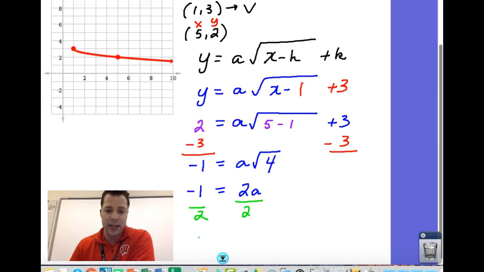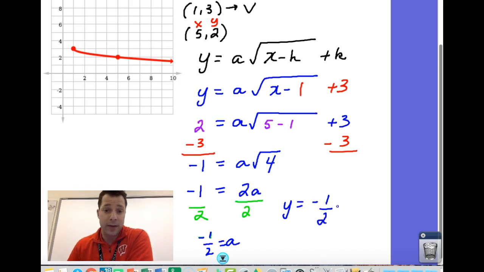Okay, so I get -1/2 equals a. So my equation now becomes y equals negative 1/2, okay, there's my a value, times the square root of x minus 1 plus 3.